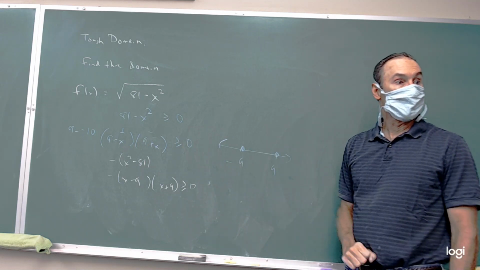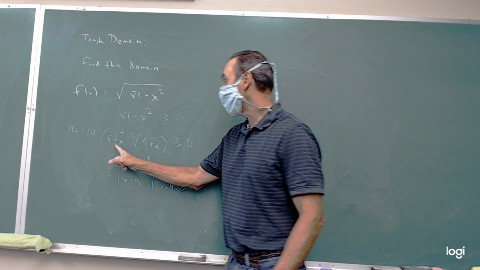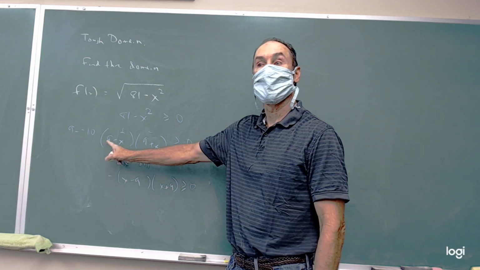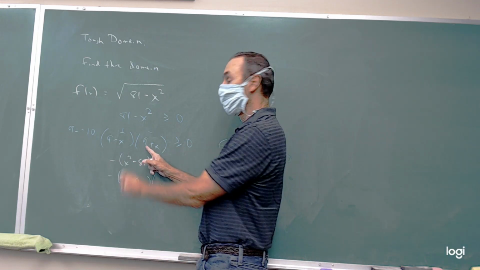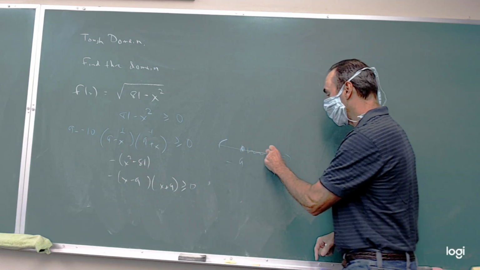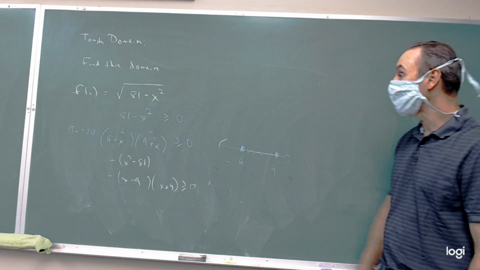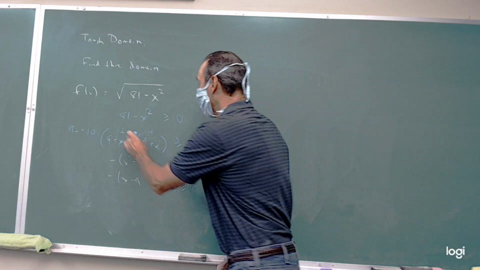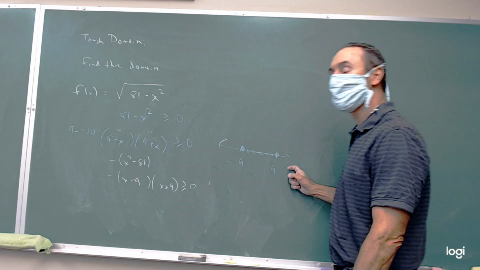Representative from the middle region. 0 is a good choice. 9 minus 0 is positive or negative? 9 plus 0, product of a positive and a positive. There's our domain, right in there. And we can check the far right region, say 10. 9 minus 10 is going to be negative, times positive, no domain there.